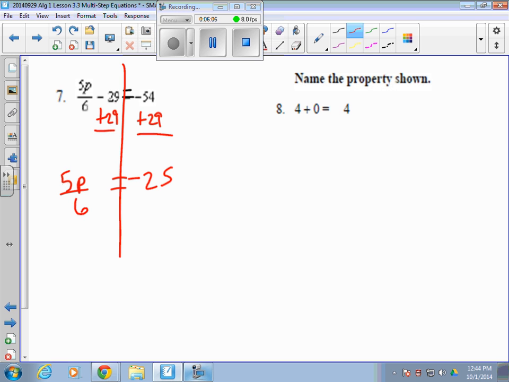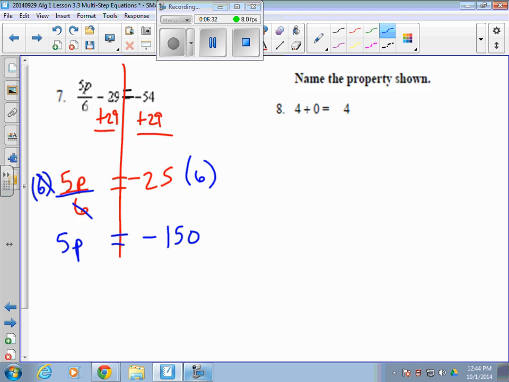This says 5p over 6, which means 5p divided by 6. You cancel out divide by 6 by multiplying by 6. If you multiply that side, multiply this side. Negative times a positive is going to be a negative. And you know 6 quarters is equal to 150 because it's like $1.50. So what you have left over now is 5p equals negative 150.